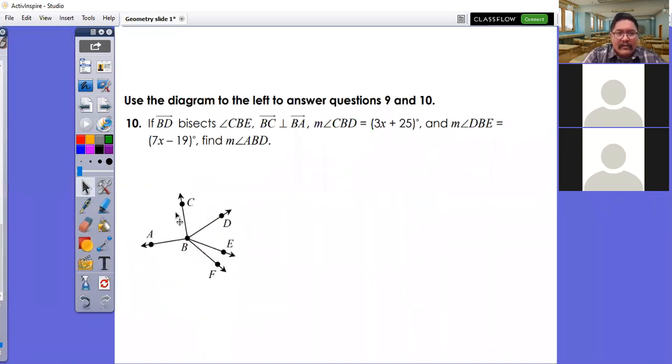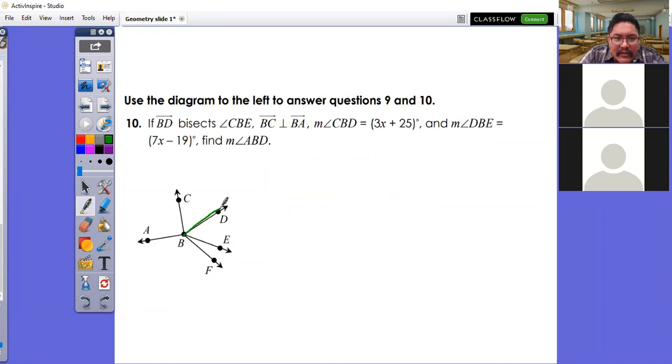All right, I'm running low on time, so I'm gonna try to speed run this one. It looks like we're given a whole bunch of stuff actually. It looks like this is not a simple one. So BD bisects CBE, so we know this is the same as that. So I'm gonna mark them. BC is perpendicular to BA, so this means that this is a right angle. So I'm going to put a little square there, just so that way I can tell later on when I look at the diagram.